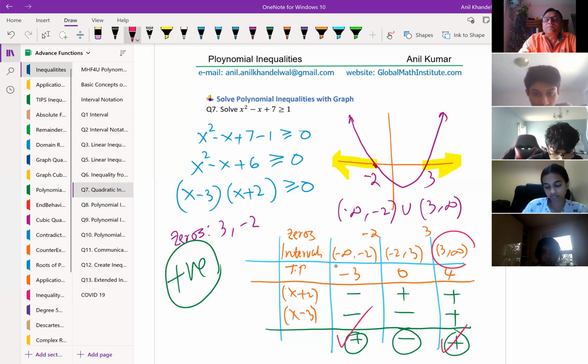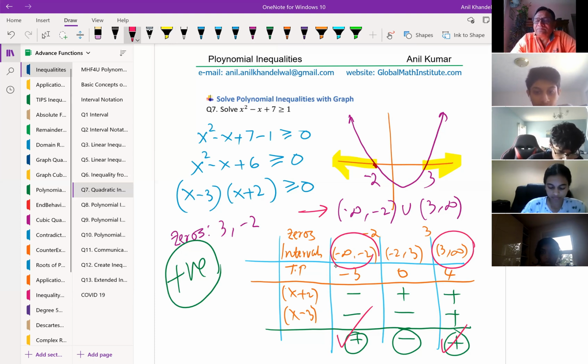Do you see that? Oh, sir, yeah, I got it now. If that part was negative, then we would choose the negative. Correct. Is it clear to all of you?